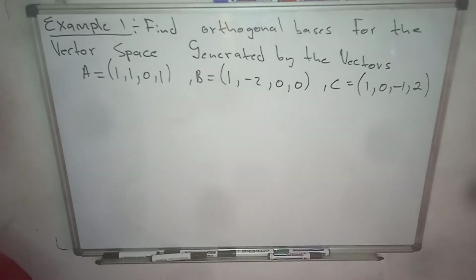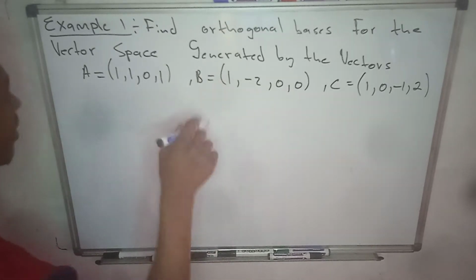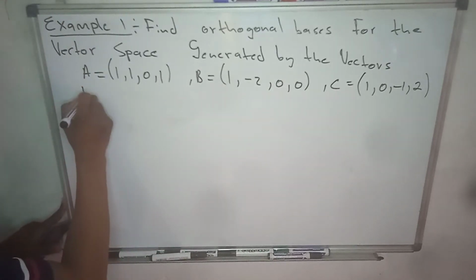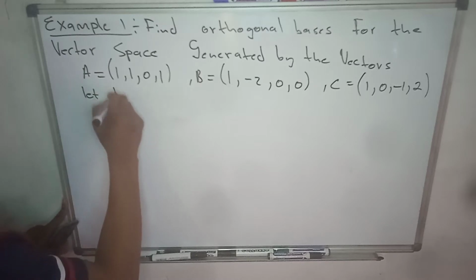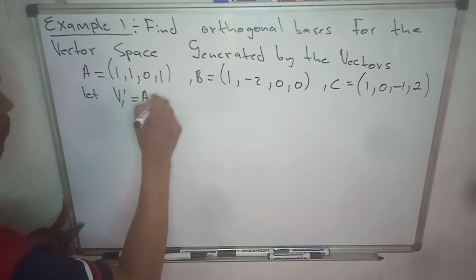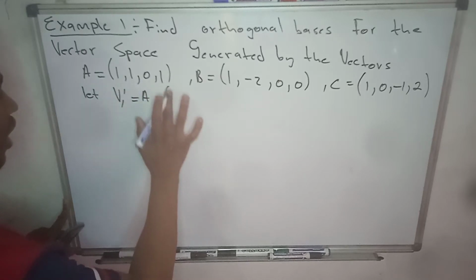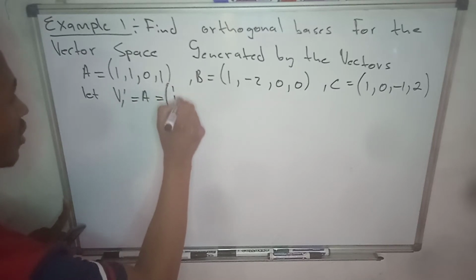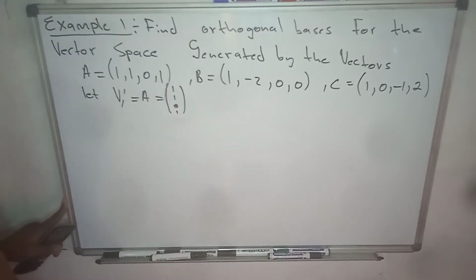In the previous video, I showed you how to prove orthogonality, and it was so simple because we were given R2, or two dimensions, but in this case we are given more than two. So this is what we're going to do. We're going to let our V1 prime be A. But what is our A? I will write it in this form right now: 1, 1, 0 and 1. So this will be our A.